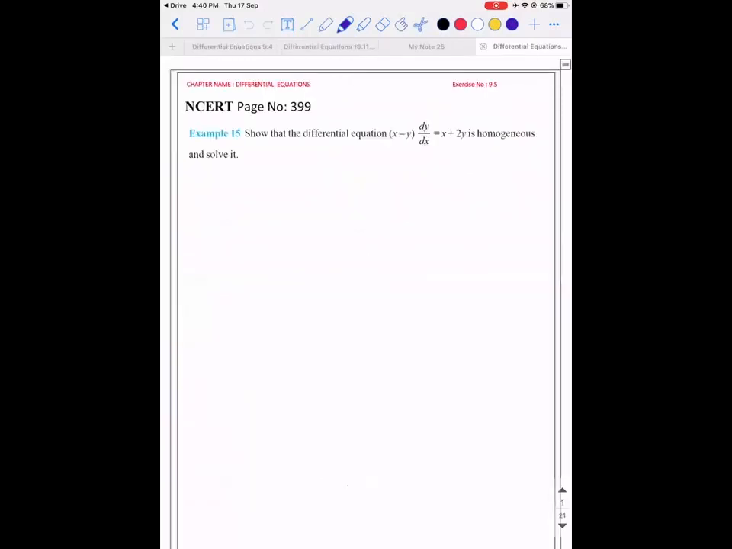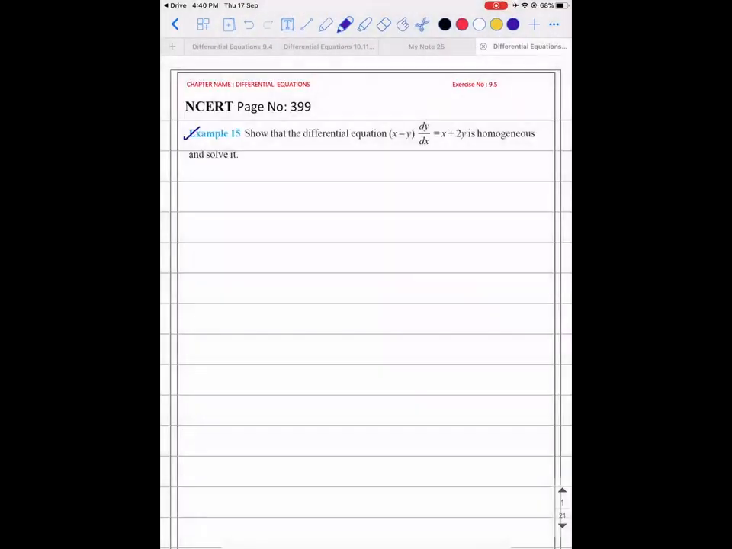Now see, they're asking us to show that the given differential equation is homogeneous, and then solve it. You know how to prove it is homogeneous, right? Replace f of x with f of lambda x comma lambda y and then solve it. I'm directly going to solve it.